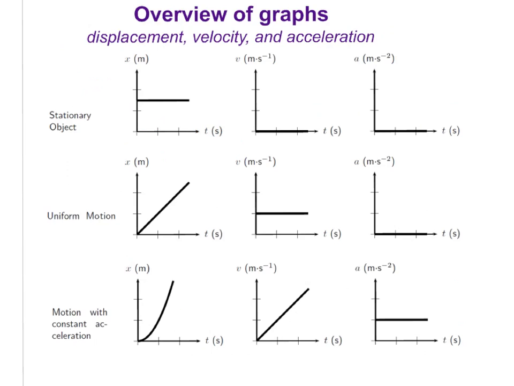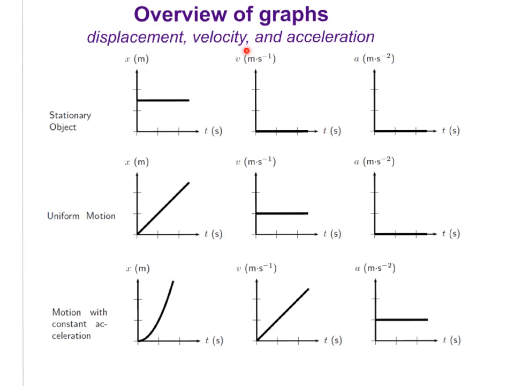When we have an object that is, there's no change in its position as we go further in time, it's stationary. So this is a stationary object. Here we have an object that is, its position is changing over time. It's uniform motion. It's consistently changing over time at the same rate. Here, when we're looking at the position versus time graph, this object is accelerating. It is exhibiting motion with constant acceleration.